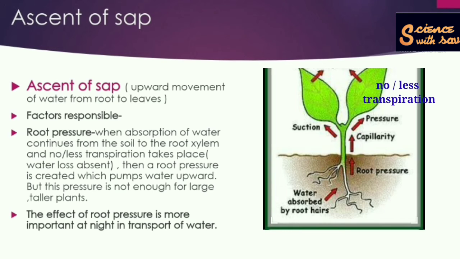And the effect of root pressure is more important and more predominant at night when the transpiration is not going on. At night when the stomata are closed, there is no transpiration, and then root pressure is important in moving the water upward. But in the daytime, when the water is being absorbed by the root, and at the same time the transpiration is going on, then the root pressure is not sufficient. So there should be something else, something stronger than the root pressure, which helps in the ascent of sap. So we'll come to this in the next slide.